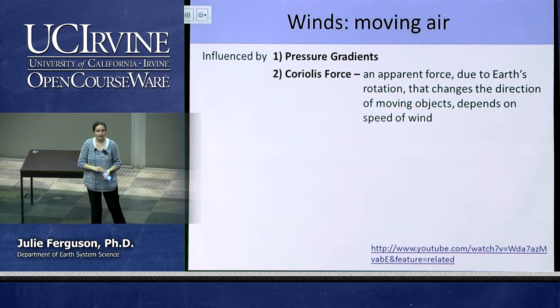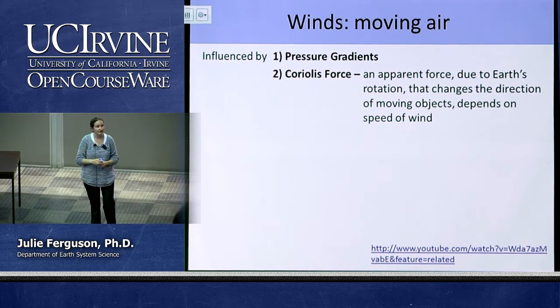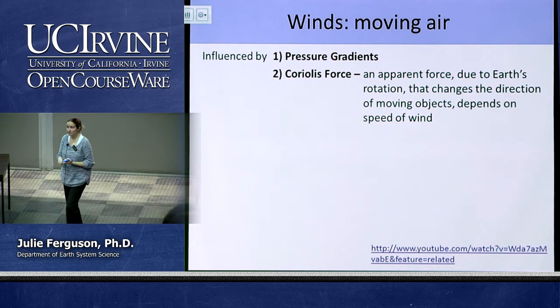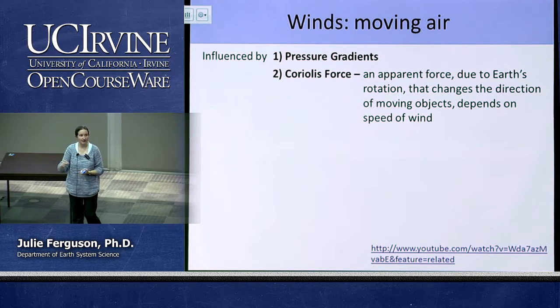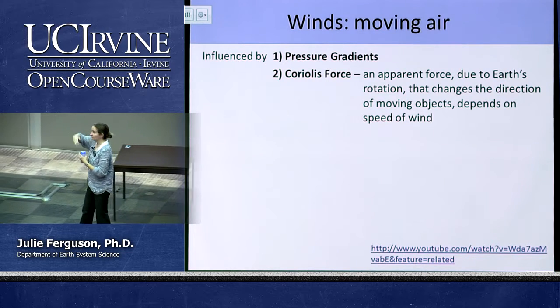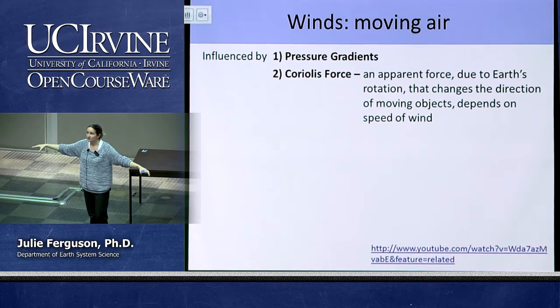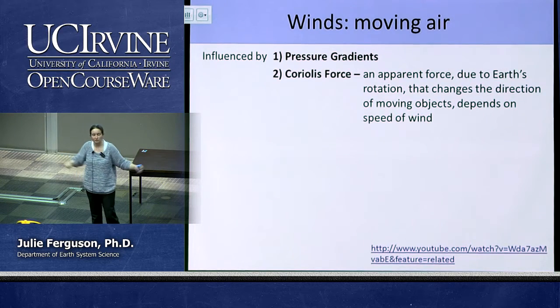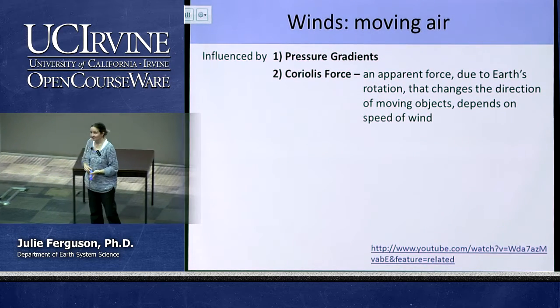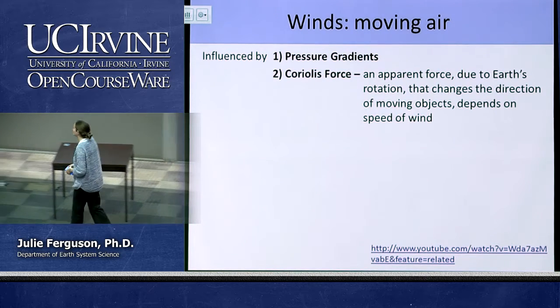So there are just three things, in fact, that influence winds. The first is our pressure gradient, and we've talked about that. We've talked about vertical, that we don't see strong vertical winds because we're in this hydrostatic balance. We see horizontal, though, because of different changes in pressure. The second thing that influences our winds is the Coriolis effect.